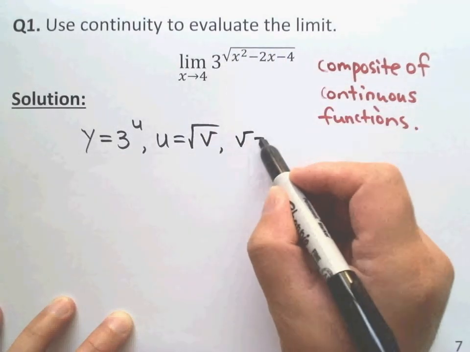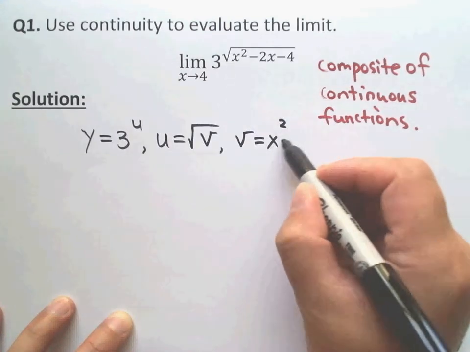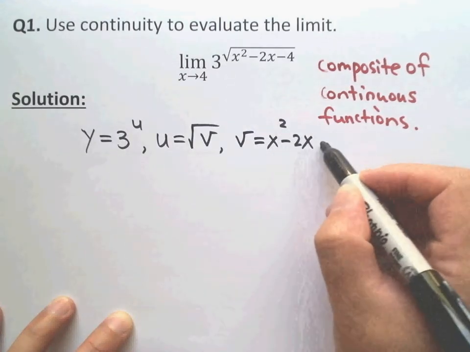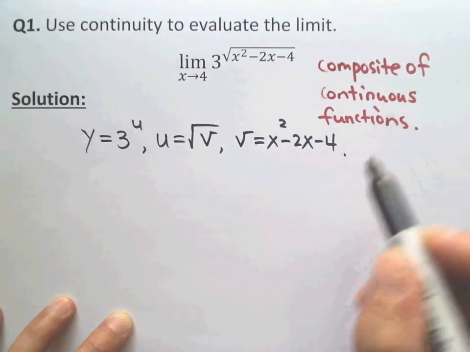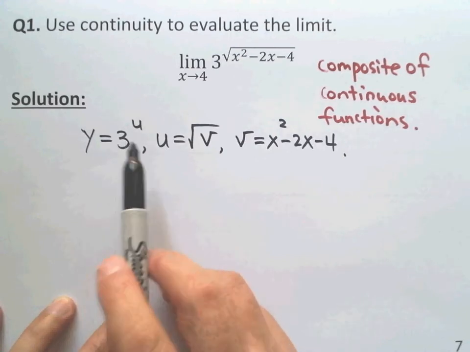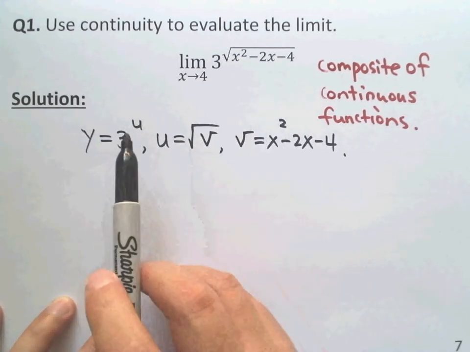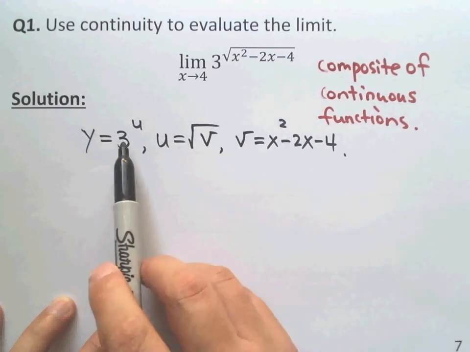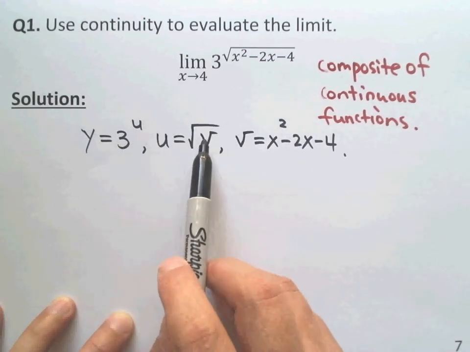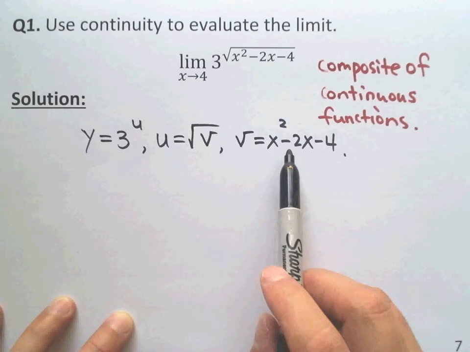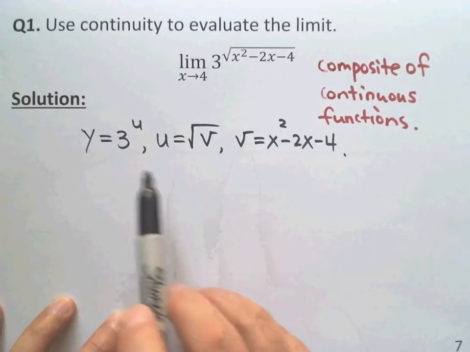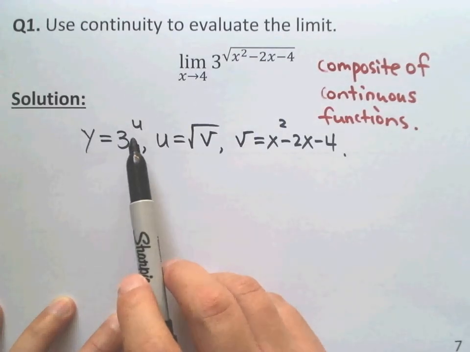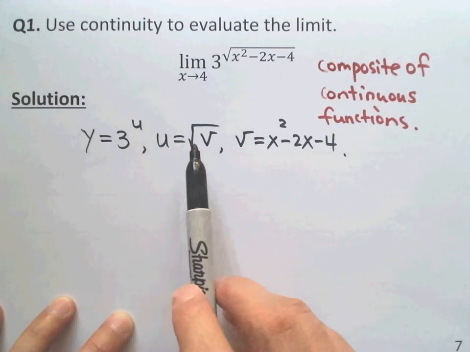However, one more composite. What is v? V is a polynomial. So v is x squared minus 2x minus 4. Good. Can we see? This is a composite. So of course we compose twice, okay? The exponential function composes a root function and then composes a polynomial function.